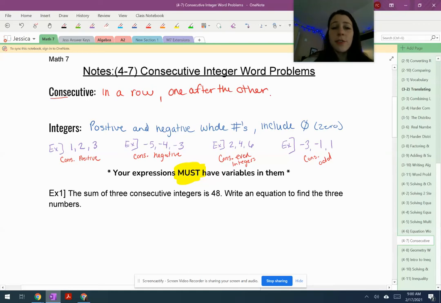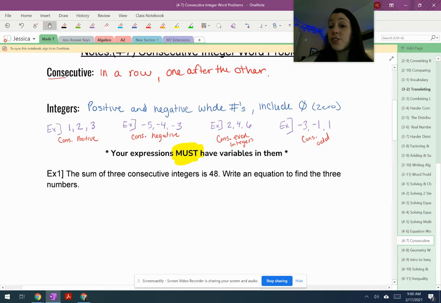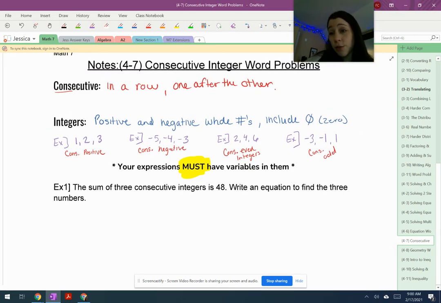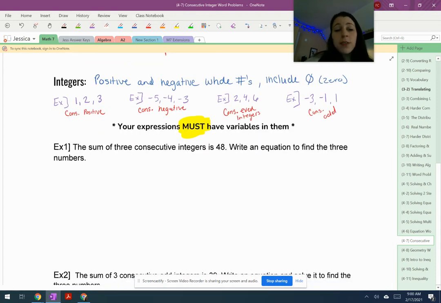Okay, so we're looking at notes for 4-7. This is example 1 on consecutive integer problems. So we talked about consecutive meaning in a row and integers meaning positive and negative whole numbers. So example 1, the sum of 3 consecutive integers is 48. Write an equation to find the 3 numbers.